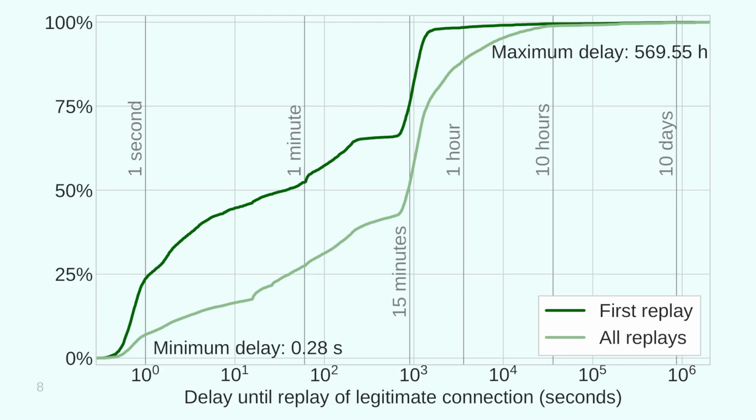This is a CDF. Because a probe may be replayed more than once, the darker line here only considers the first replay, and then the paler line considers all replays. And as you can see, for first replays anyway, at least around 25% of replay probes come within 1 second, so almost immediately. But there is a surprisingly long tail, and some replay probes are sent after a delay of minutes, hours, even days.